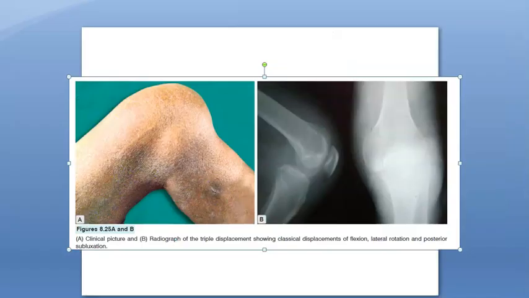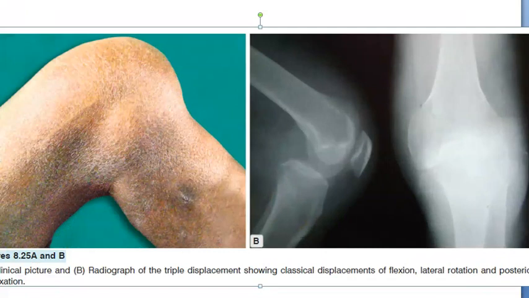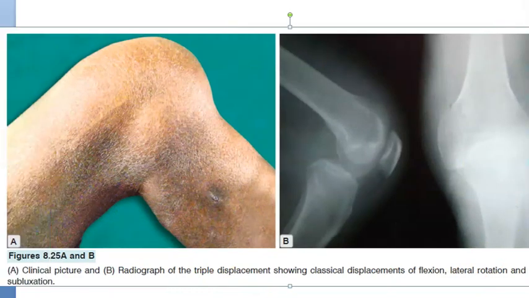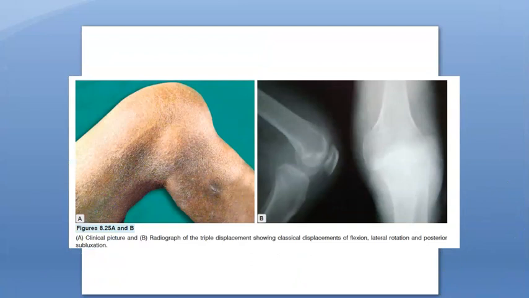First look at the X-ray here. In X-ray what do you see? Flexion. Everybody is able to see flexion. Lateral rotation, hard for us to make out actually. Yeah, it has gone this side I feel. Lateral rotation and posterior subluxation of the knee. Okay. So we are able to see these features in X-ray.